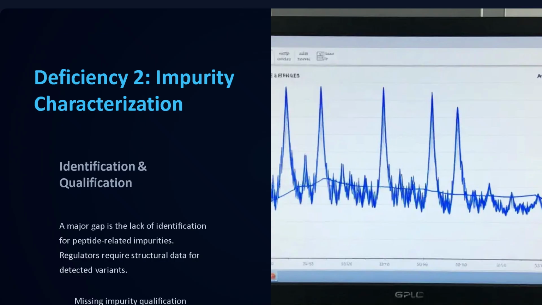Impurity characterization is another area where deficiencies often arise. Peptide synthesis can generate several variants such as truncated sequences, oxidation products, or deamidated forms. Regulators expect these impurities to be identified and structurally characterized whenever possible. Problems occur when impurities are detected but not identified, or when the impurity profile is not adequately compared with the reference product. If unique impurities appear in the generic product, toxicological justification or qualification data may also be required.